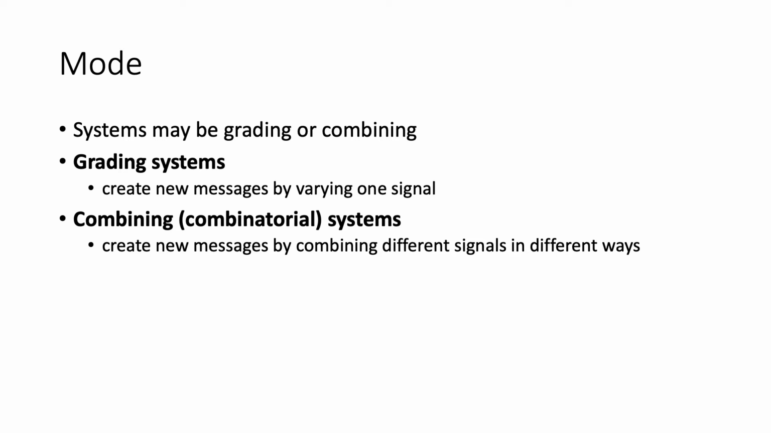When you think about the mode, systems may be grading or combining. Grading systems only have one signal, which they can vary. So, for example, make more of it or less of it, or make it louder or quieter, and so on. But it's just one signal. For example, bacteria communicate in this way. Then systems can also be combining or combinatorial. These are systems which create new messages by combining different signals in different ways. So they can create new messages by putting two signals together.